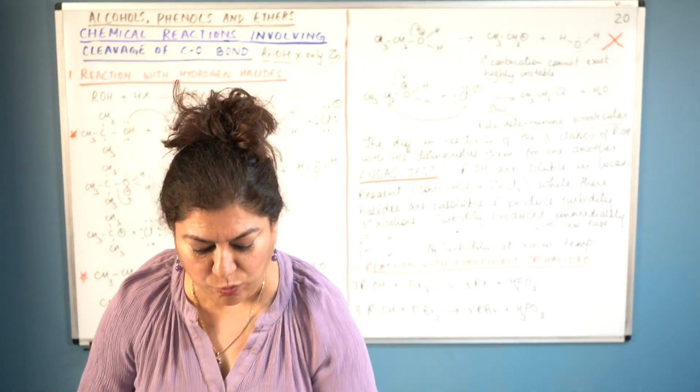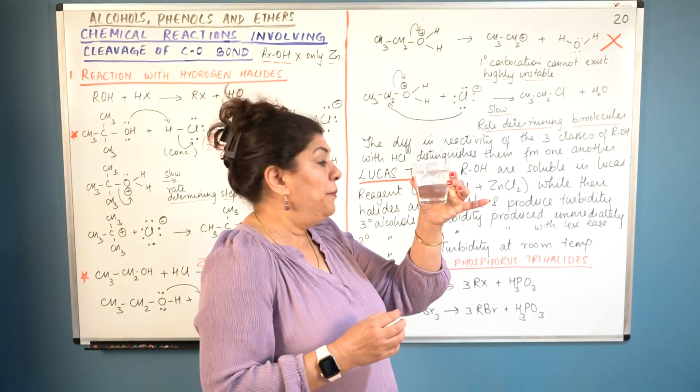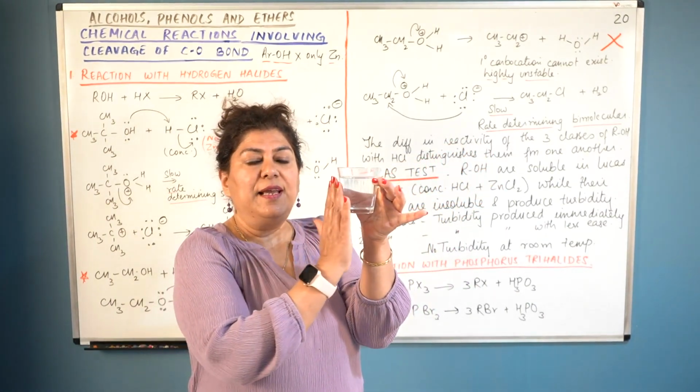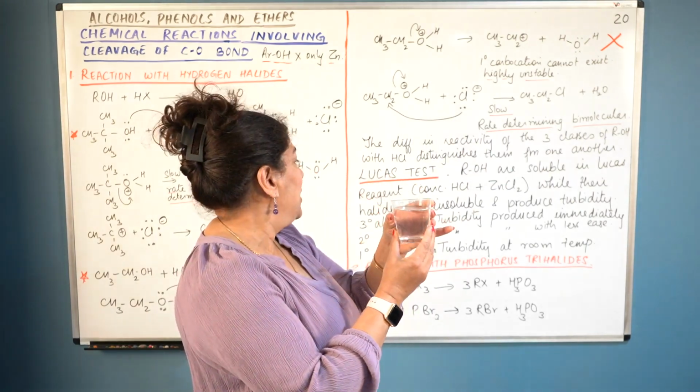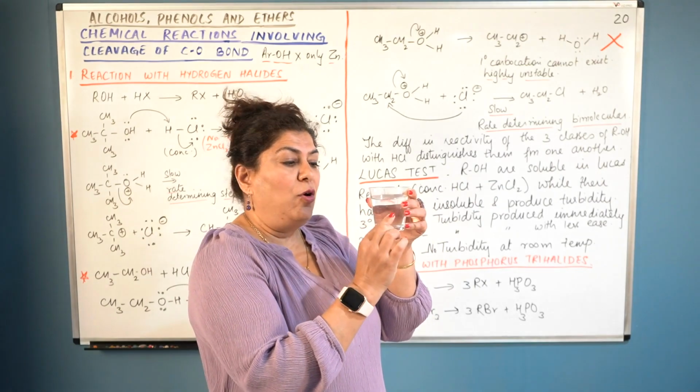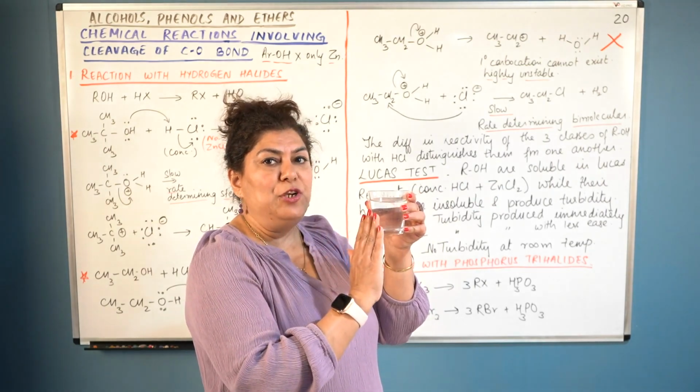So I just got some water here in a cup. This is the water that is clear, absolutely clear. So initially when you take Lucas reagent, HCl and ZnCl2, or the alcohol, it is absolutely clear.